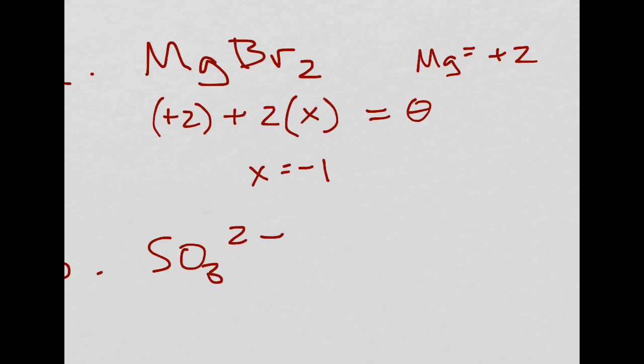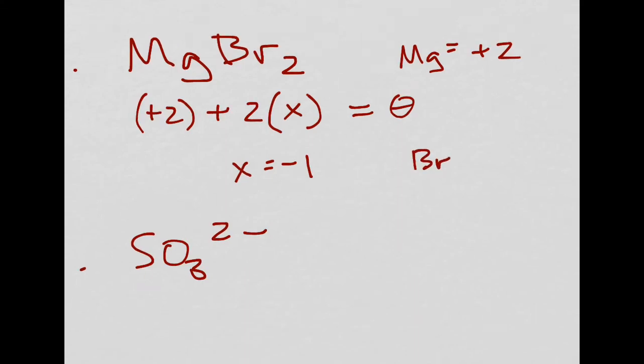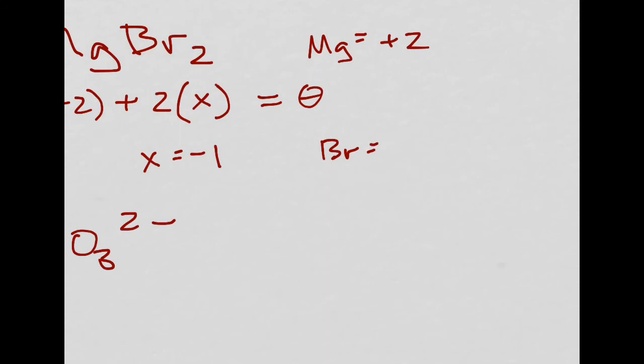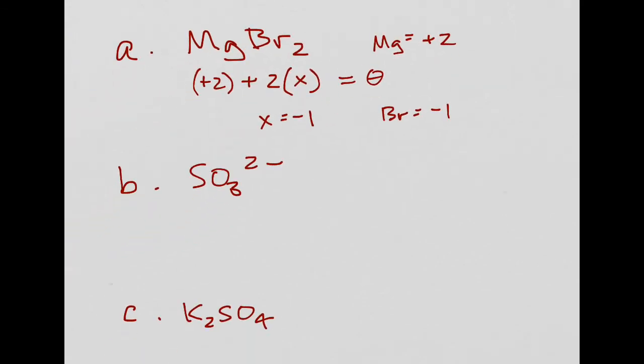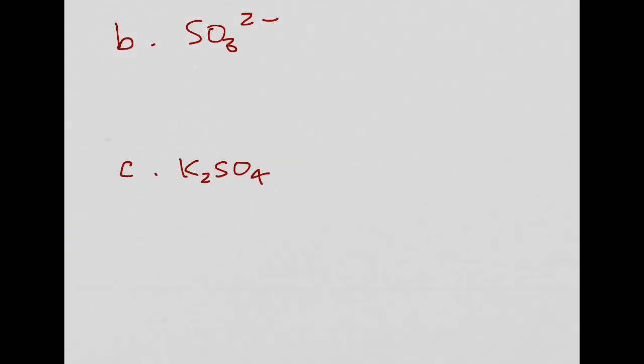So in this case, if Mg is a +2 from the rules, to determine the oxidation number of our Br, it is a -1. Ridiculously easy, right? Let's do the same thing with this SO3 2- polyatomic ion. We know that oxygen is going to have a -2 charge. All right, again, given to us by those rules.